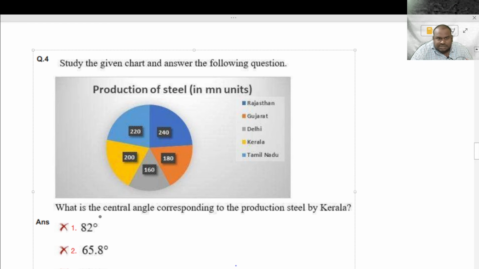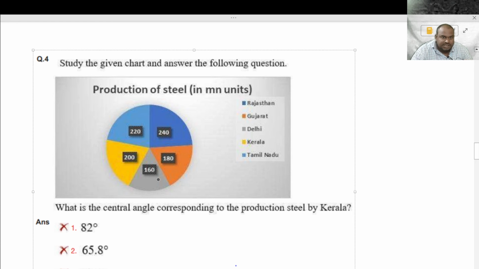What he is asking is, what is the central angle corresponding to the production of steel by Kerala? So he is asking only for Kerala. So just look at the Kerala. Kerala's color is different from Gujarat. So Gujarat is 180, Kerala is 200.